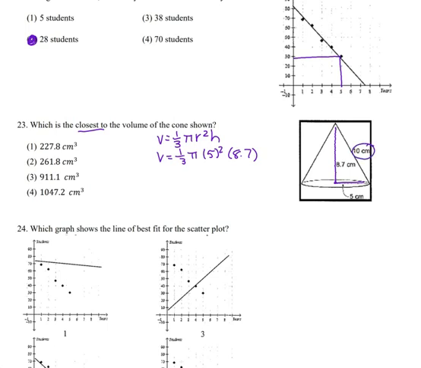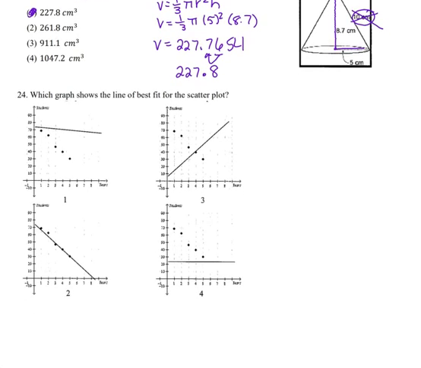Now this number right here, the 10, is called the slant height. We don't use it in our formula. So I'm going to take the 1/3 multiplied by pi, multiplied by 5 to the second power, multiplied by 8.7. When I type that into my calculator and hit enter, I'm going to get 227.7654. And when I look at my choices, it's to the nearest tenth, so I'm looking at that 6, and it's going to take my 7 and turn it into an 8. So it is choice number 1.